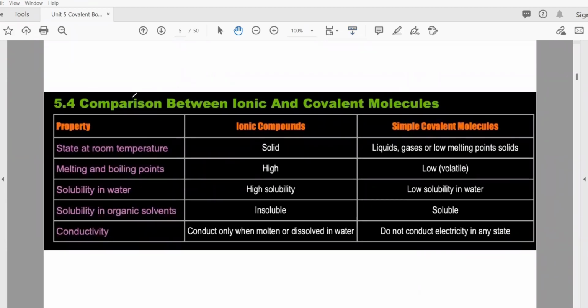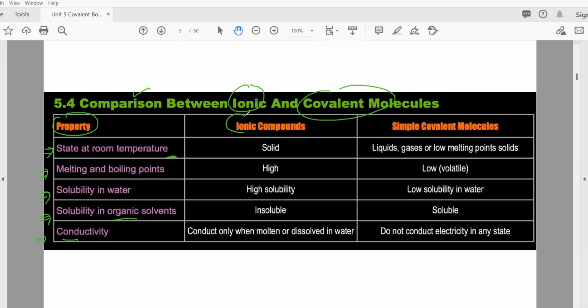Now we are going to compare between ionic bonds and covalent bond molecules. First of all, these are the properties on which we will compare them. For example, state at room temperature: are they solid, liquid, or gas? Melting point and boiling point, solubility in water: are they soluble in water or not? Are they soluble in organic solvents or not? After that, the conductivity: can electricity pass through them or not? So we see the first one, the state at room temperature.